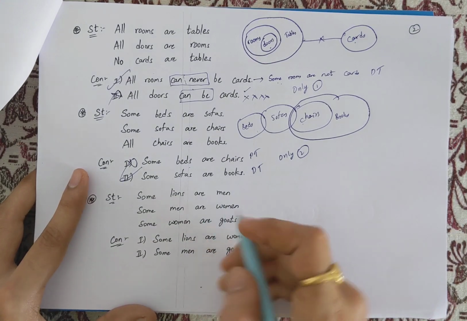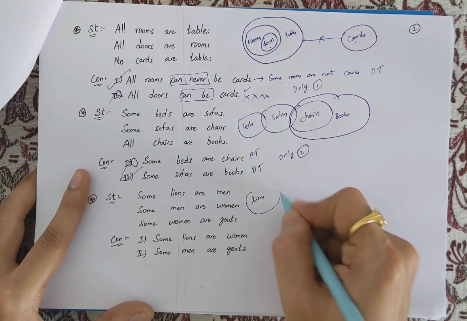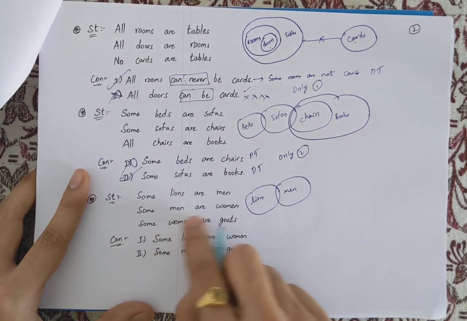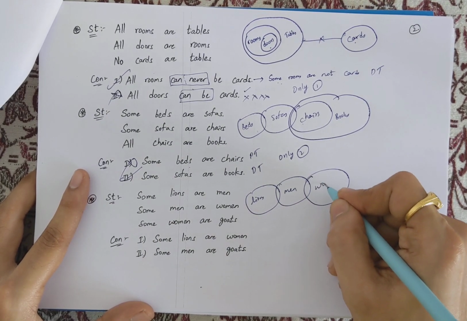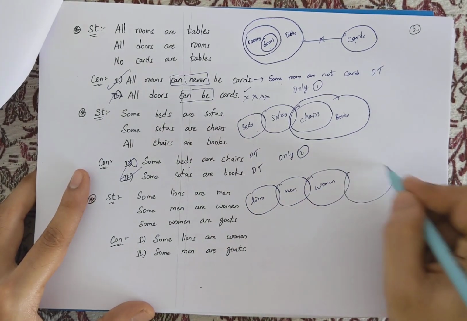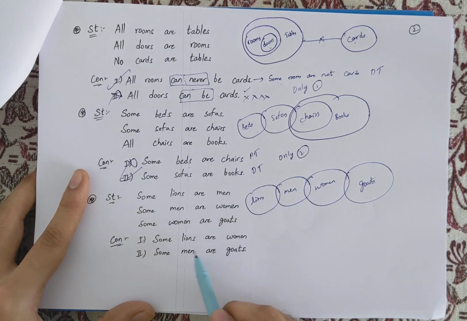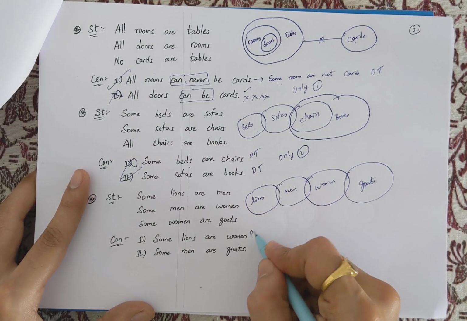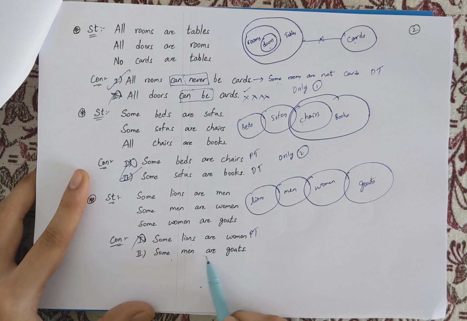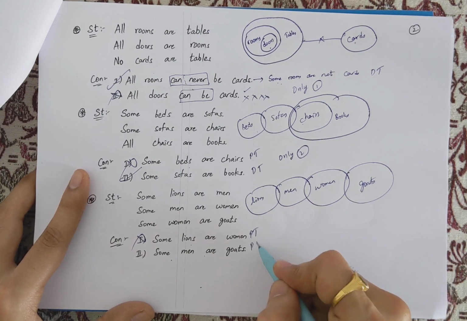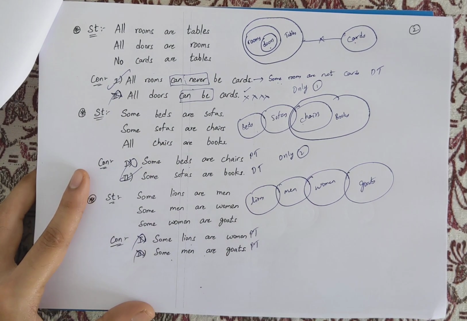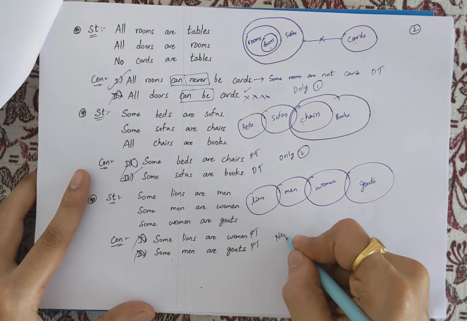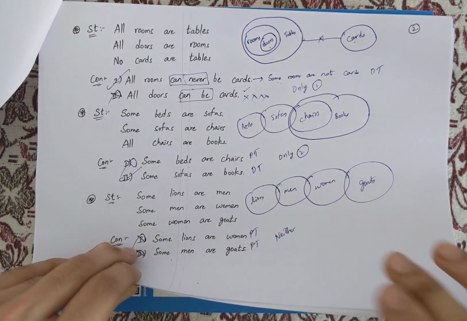Okay. Some lions are men. Some men are women. Some women are goats. Some lions are women: it is possibly true, but not definite. Some men are goats: it is possibly true, but not definite. And there is no either-or condition between them. Hence the answer is neither. Neither one nor two follows.